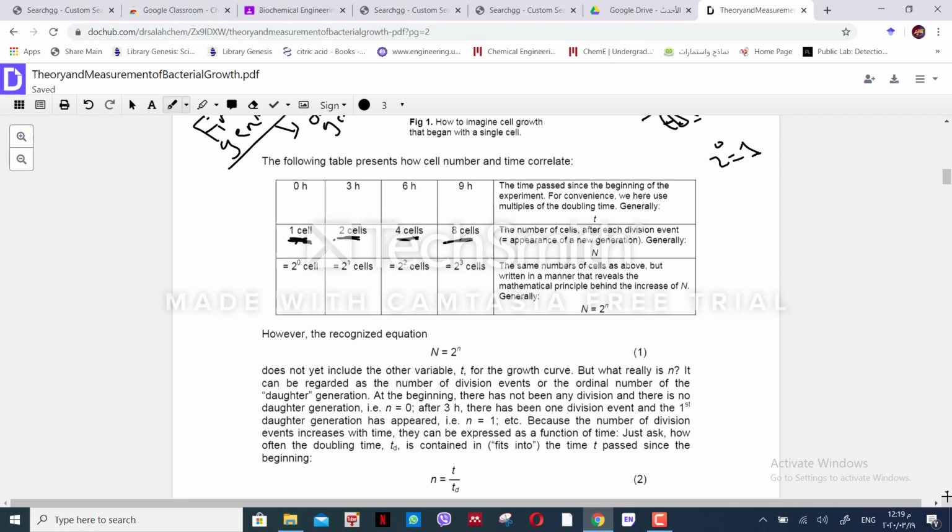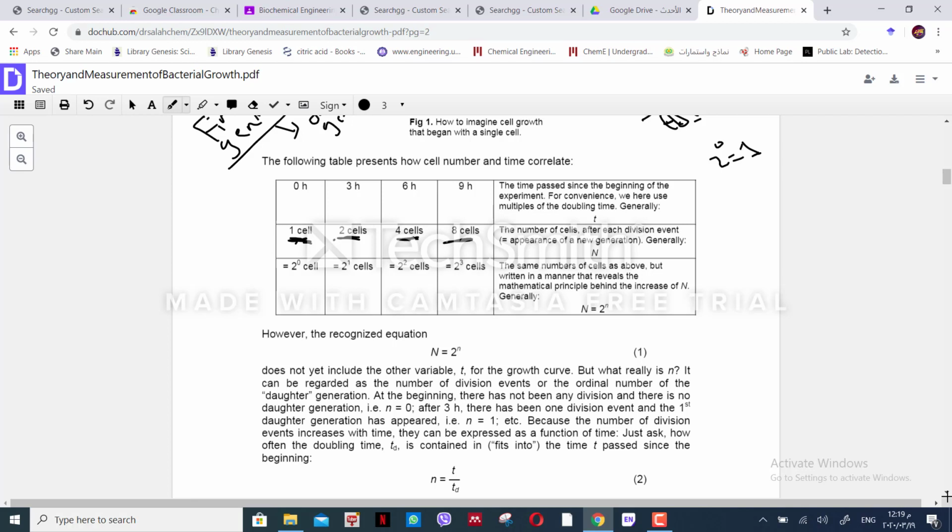What generation do we have to increase? So this is the first generation, this is the second generation, this is the third generation. So n will be 1, 2, 3, according to how many divisions we have in our cells. At the beginning there is no division and there is no daughter generation, at n equals 0. After 3 hours there has been 1 division event, and the first daughter generation has appeared. At n equals 1 we have the first daughter generation.